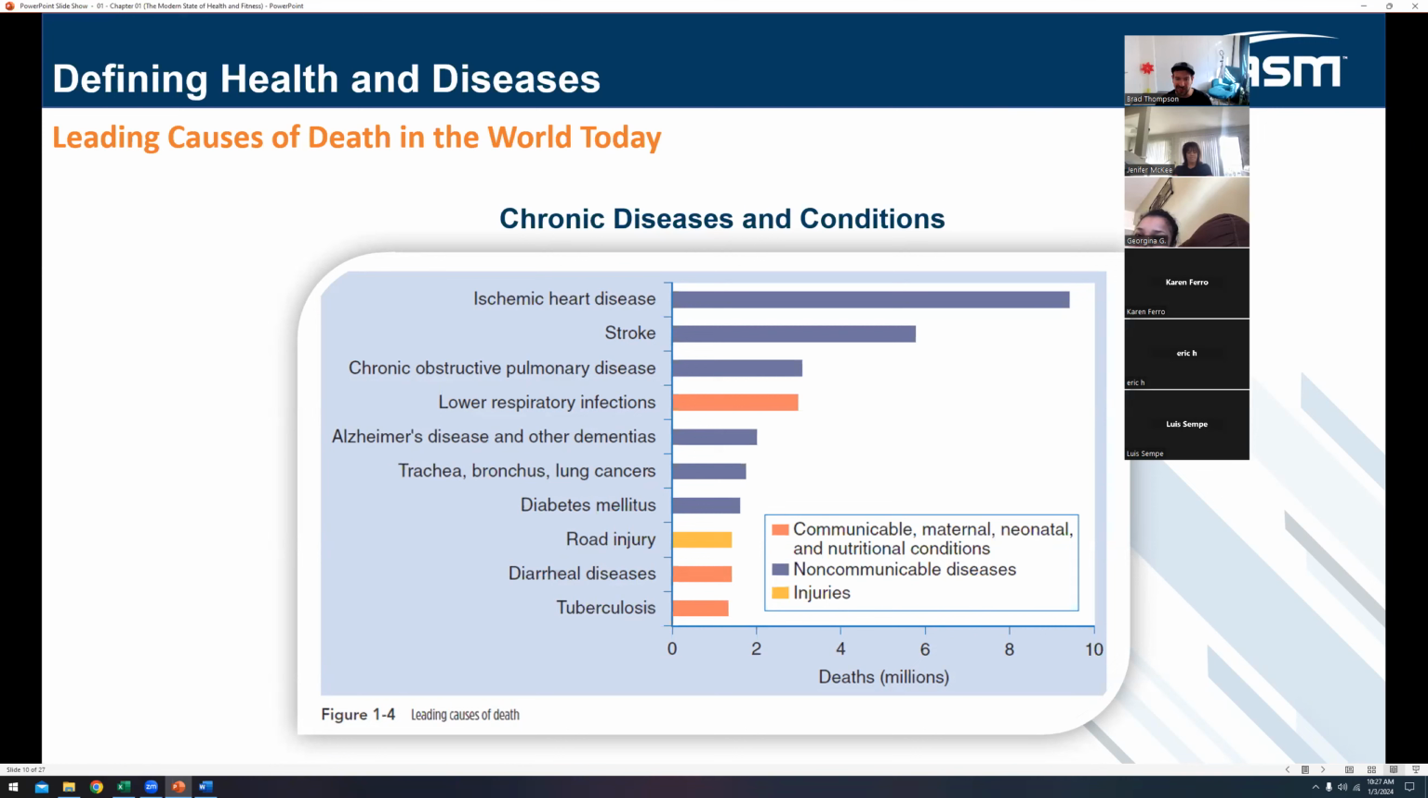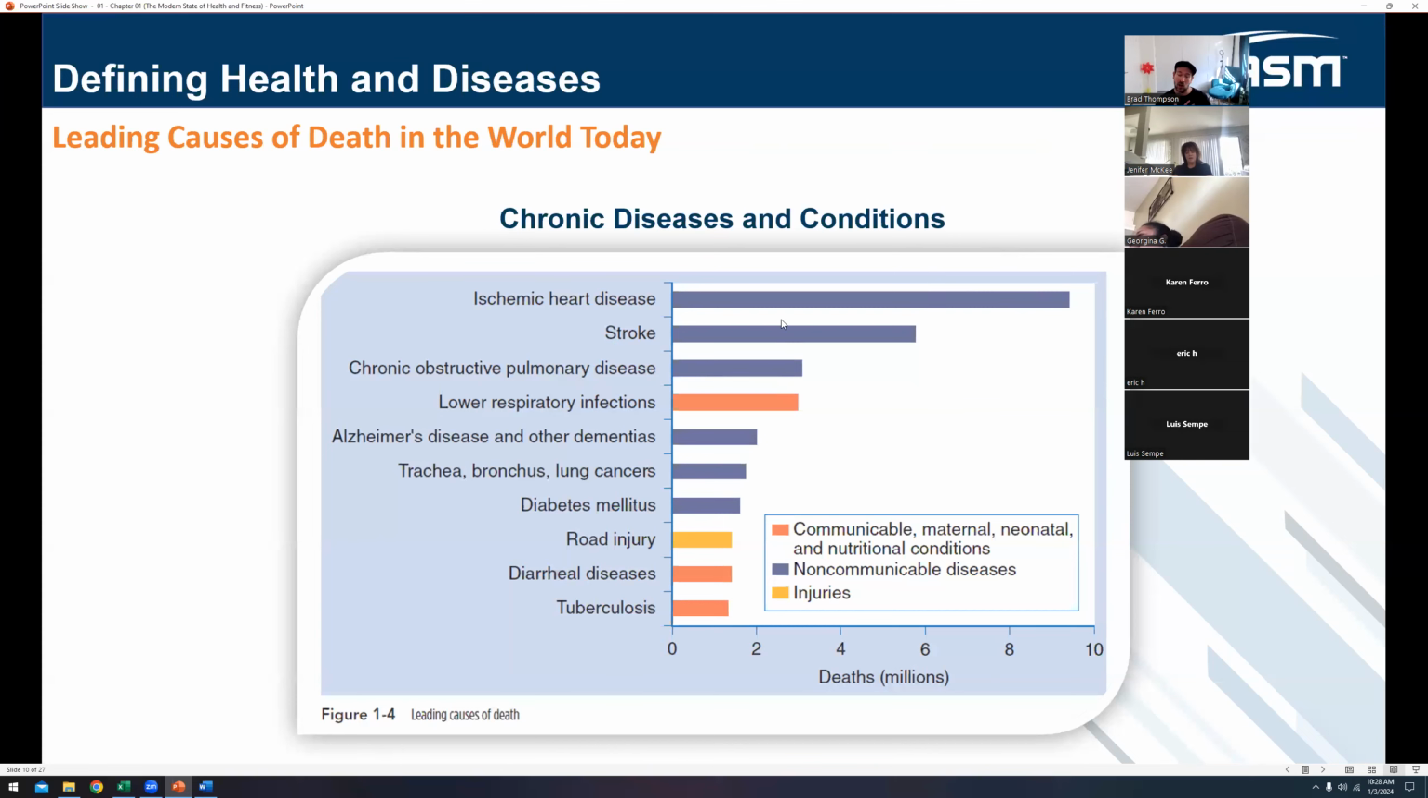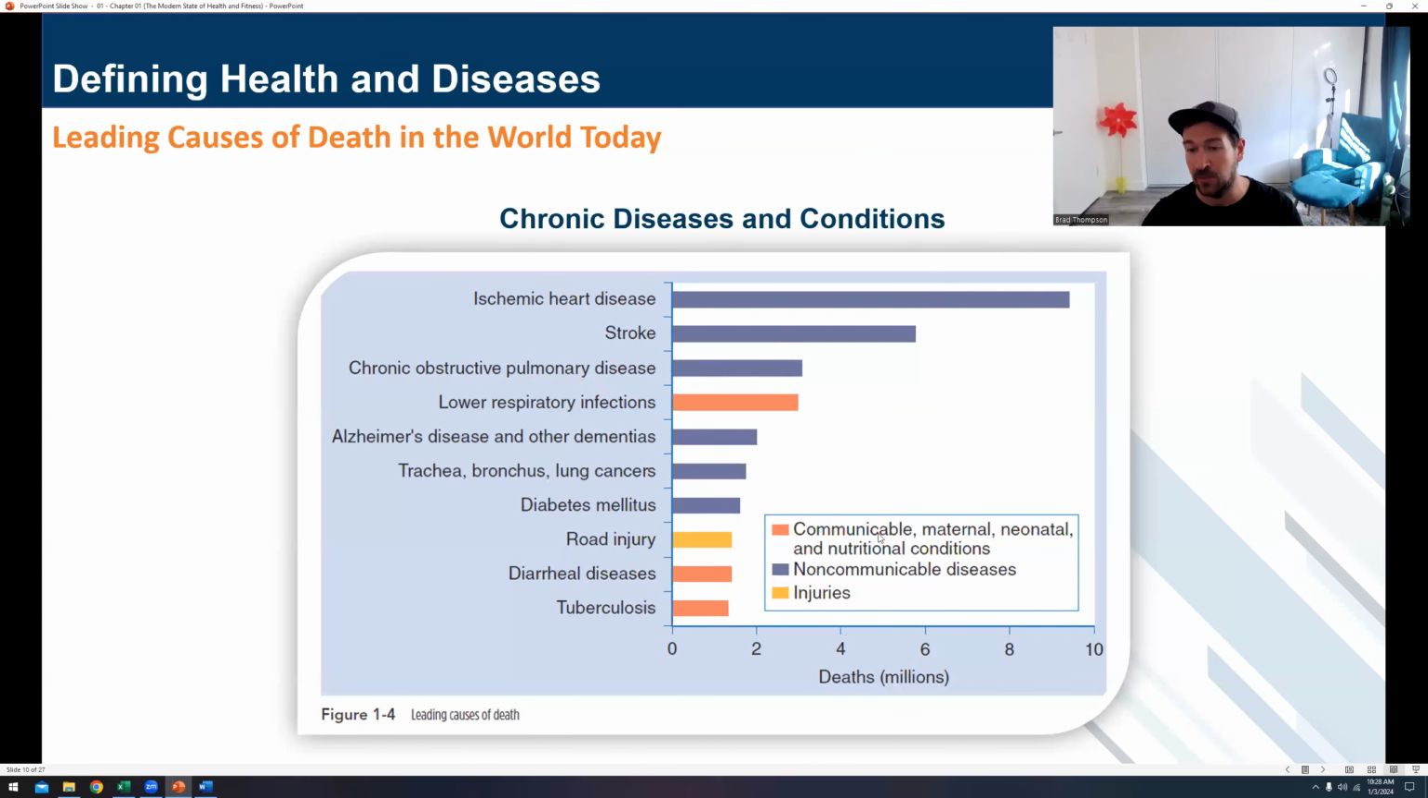But generally, if we look at the number of chronic diseases and conditions that cause death, we are going to see ischemic heart disease and stroke as the number one and number two killers, and then a massive drop from there. We're going to get into COPD. So the top three are all cardiorespiratory disease, then lower respiratory infections. That is still a respiratory thing, but it's a little bit more infection based. And you can even see here, in the orange category, that it's communicable.